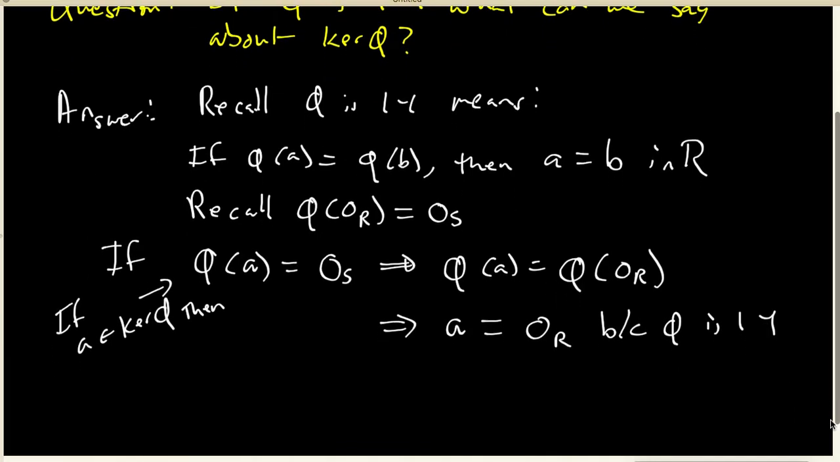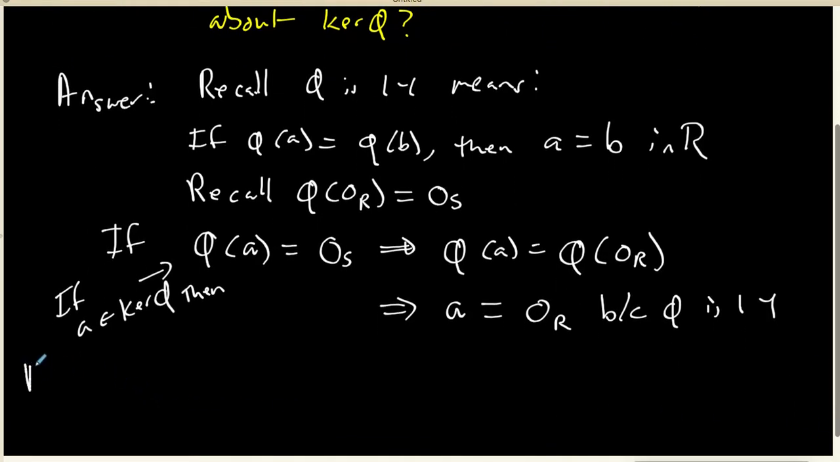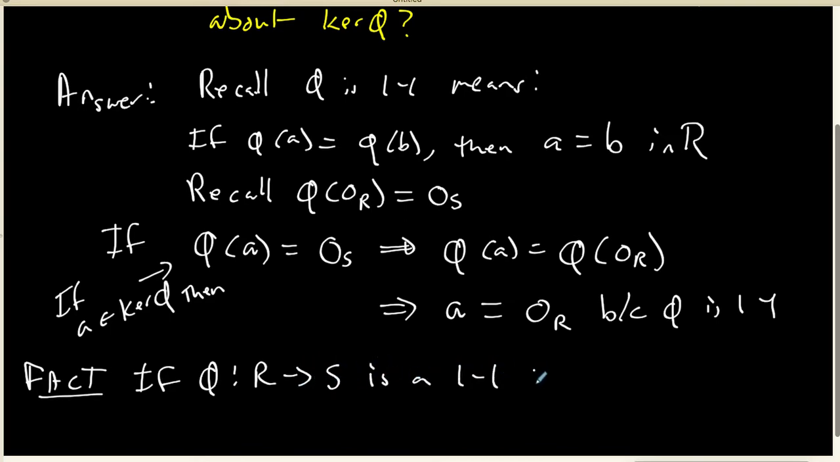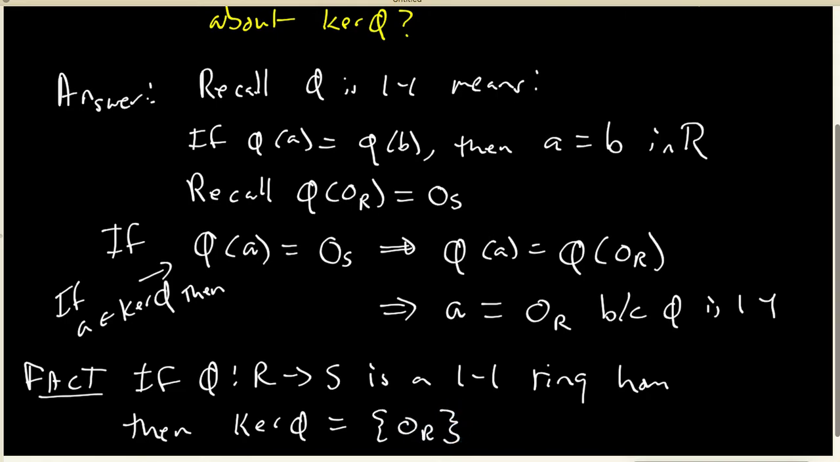So if we put this together, we get the following important fact. If phi is a one-to-one ring homomorphism, then we know that the kernel of phi consists of only the zero element inside the domain ring, 0 sub R. And that's a really important fact, and you should definitely get that written down.